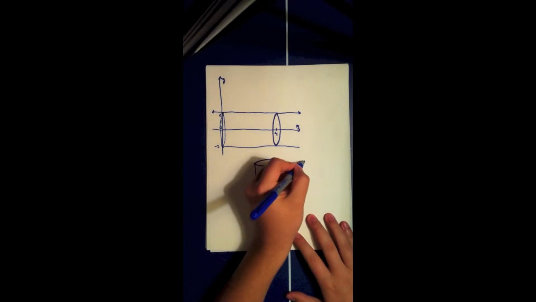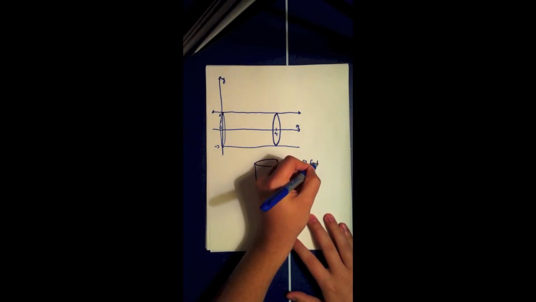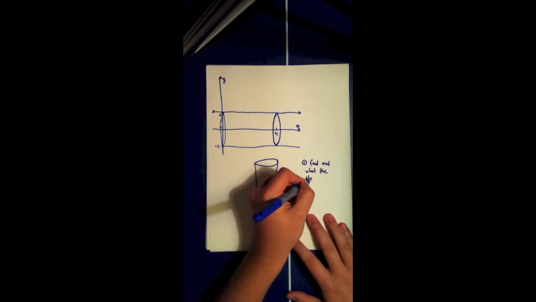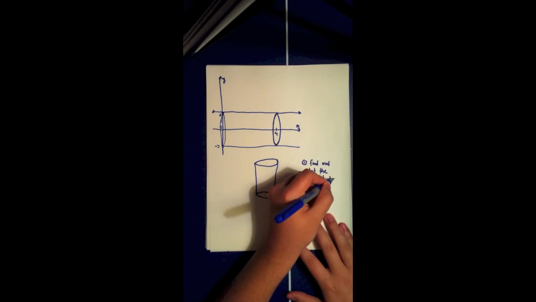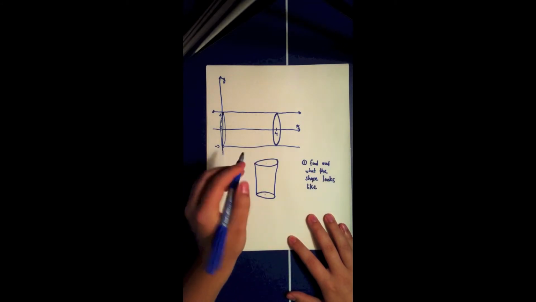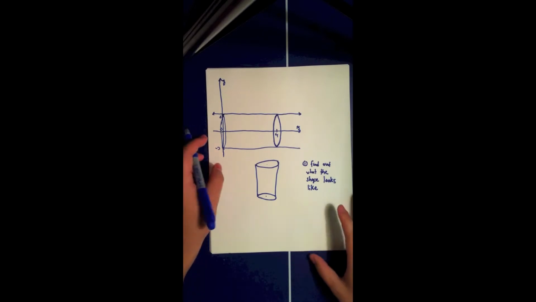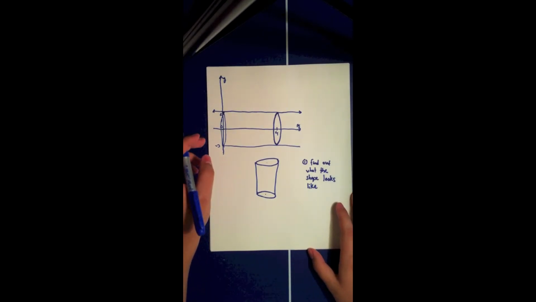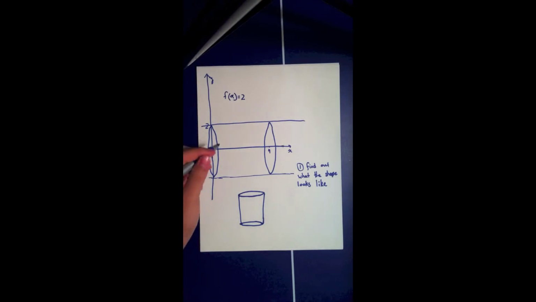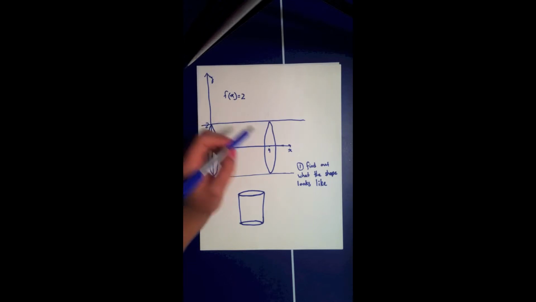So first of all, you just want to see what it looks like in three-dimensional space, so it'll help you visualize it as you move on. Alright? So you have to find out what the shape looks like. And then the second step here is to figure out what about this function can help you find the volume of this particular solid that we're interested in.